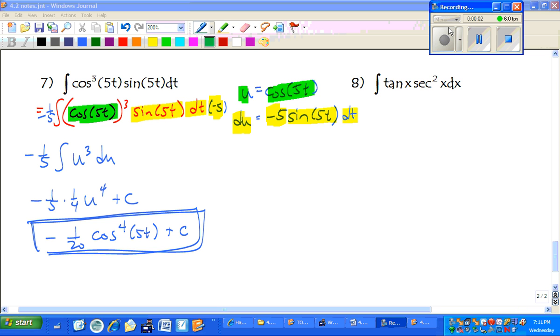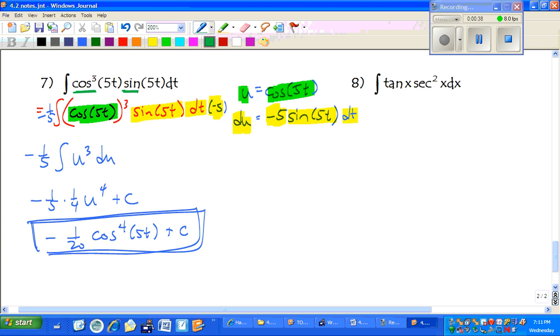Before we take a look at number 8, one thing I want to point out about problems like number 7. We'll see some more like this. Well, one thing you can look for, if we have an antiderivative that has cosine and sine in it, and one of those is raised to an exponent, generally, 99% of the time, if not 100% of the time, that is what we're going to set as u, whichever one of these is raised to an exponent. So we have cosine cubed, then the cosine of whatever it is in here is going to become our u.